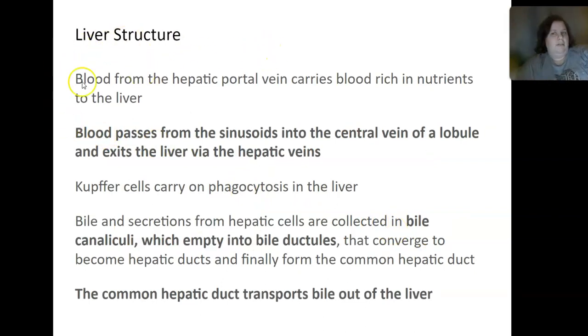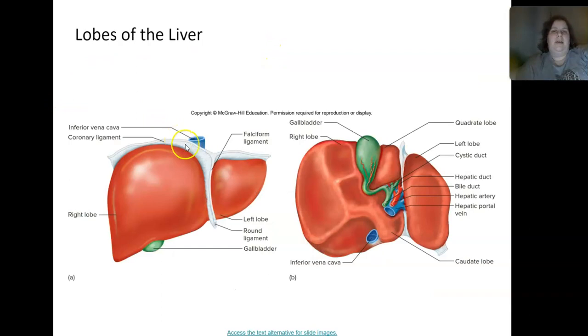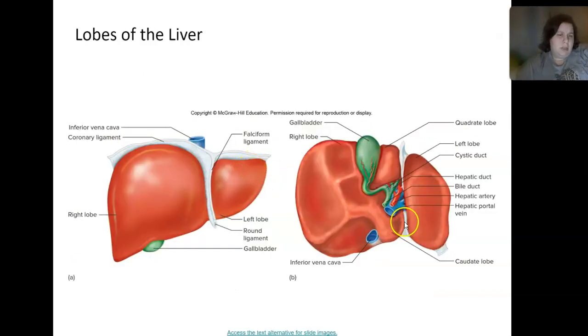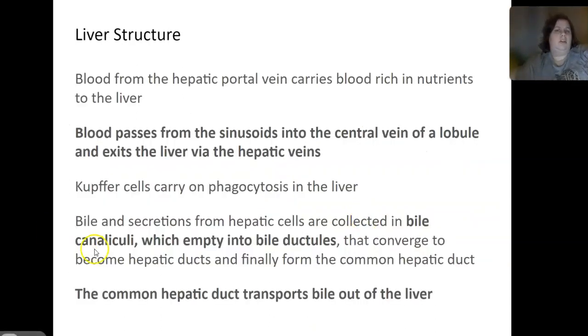The structure of your liver: blood from your hepatic portal vein, this one right here, carries blood rich in nutrients into the liver. This is the one vein in your entire body that carries blood into the liver instead of out. So your blood passes from your sinusoids into the central vein of your lobule and exits your liver through your hepatic veins, which we will look at here in just a minute.